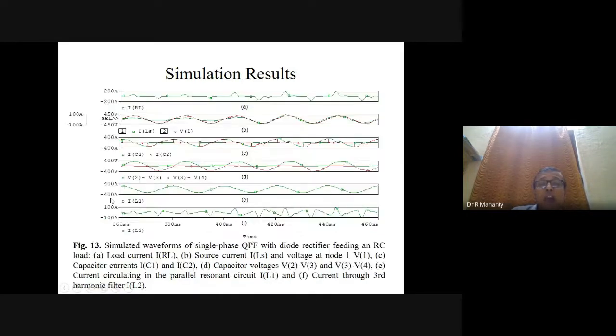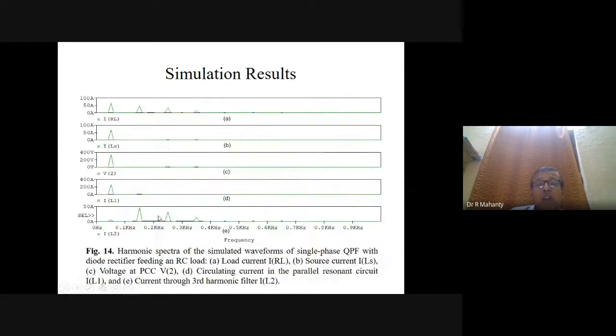IL1, the current through the parallel resonance circuit, is perfectly sinusoidal, with very little harmonic component here. And if you see the current flowing through the shunt passive filter, you can see that very little fundamental component is there, and all harmonics are there. This is the third harmonic, then we have the fifth harmonic, then the seventh harmonic, like that.